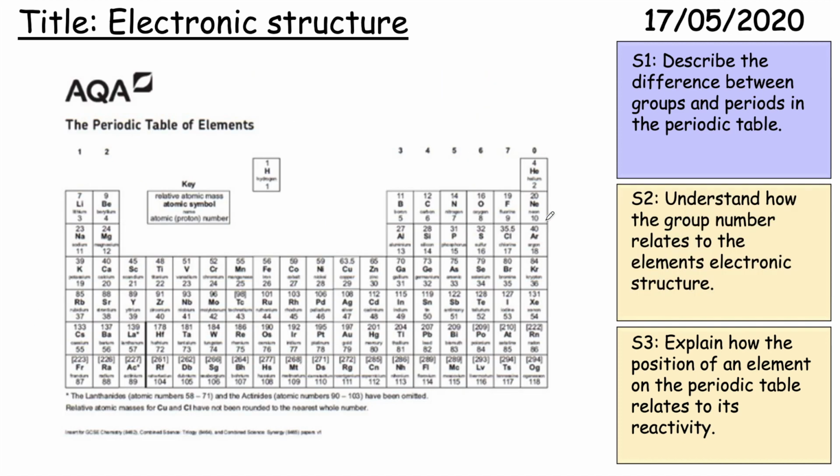Right, the next thing to look at are the horizontal rows, and we call these periods. Now unlike groups, they don't have particular names. We just call each horizontal row a period. And each period is responsible for telling you how many shells a particular element has. So for example, all the ones in the first row have 1 shell, all the ones in the second row have 2 shells, 3 shells and 4 shells respectively.